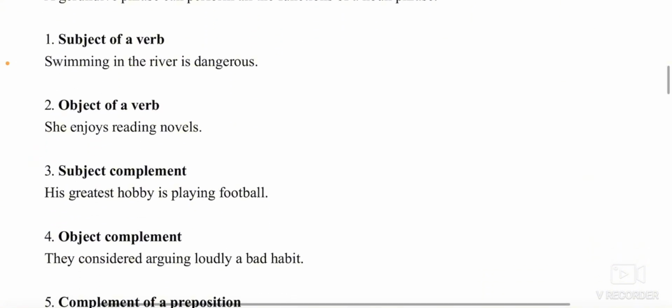Alright, number three is now complement, subject complement. That is, there is a subject, but the subject is not yet completed. And there is a need for something to complete the subject to make it meaningful. His greatest hobby. If I come to you and tell you, his greatest hobby, would you think something is wrong with me? I must be able to complete it. His greatest hobby. What then is his greatest hobby?